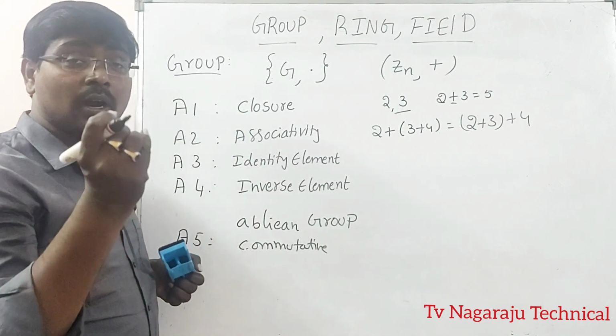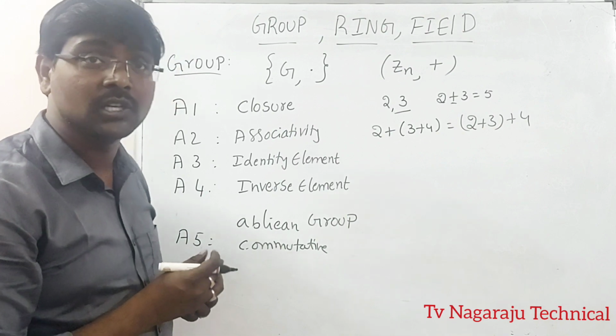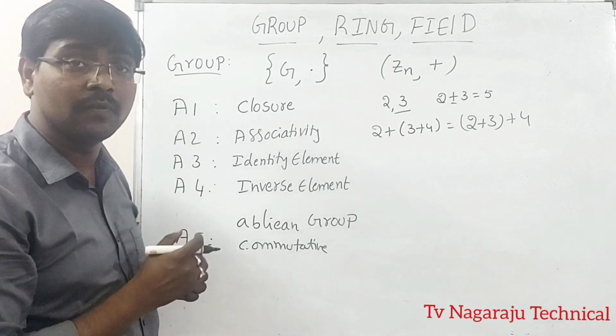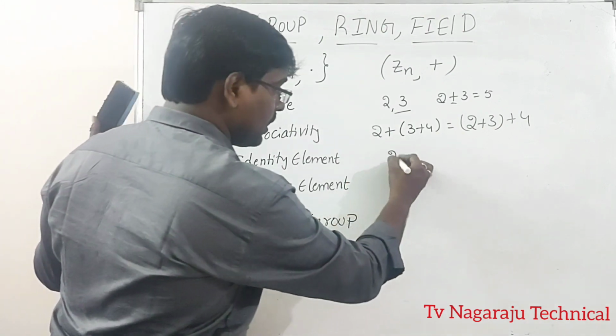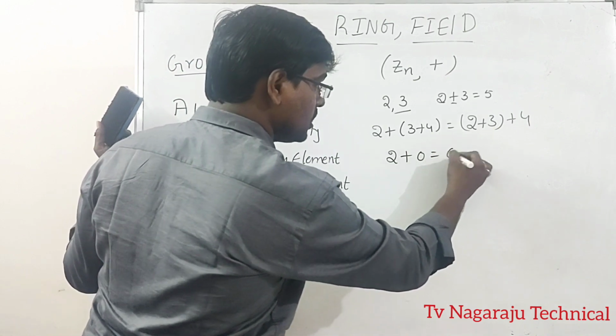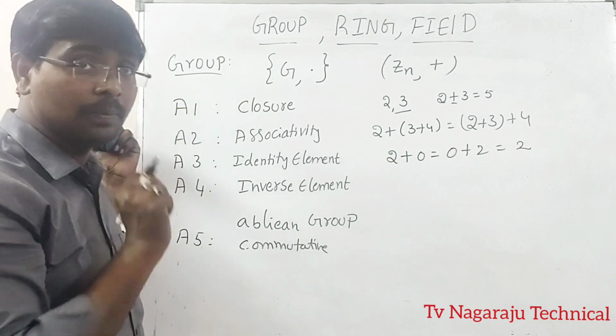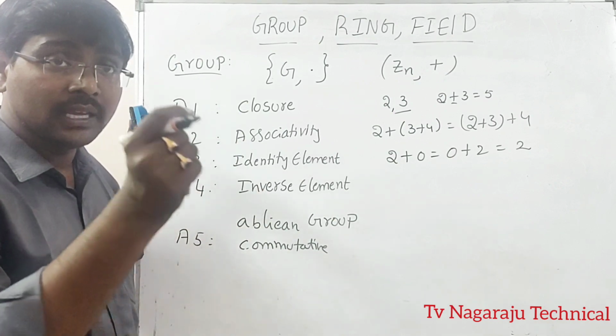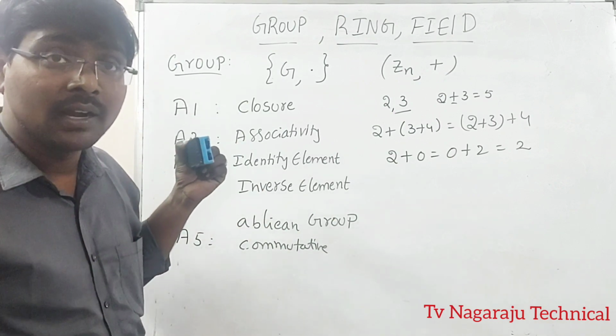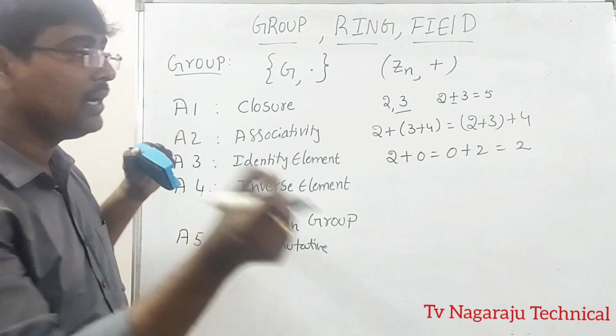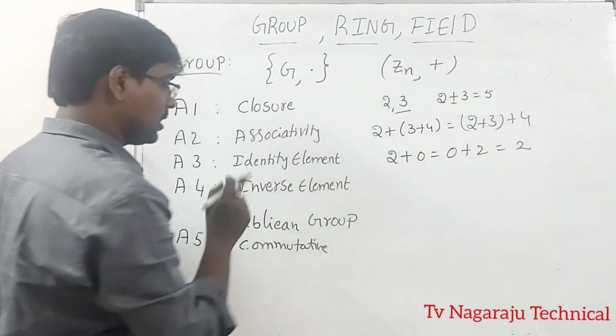Identity element. What is the identity element for addition? 0. For example, 2 plus 0 is equal to 0 plus 2 is equal to 2. Go to the previous definition: A dot E is equal to E dot A is equal to A. My dot is replaced with addition.